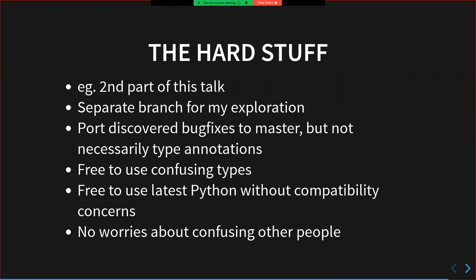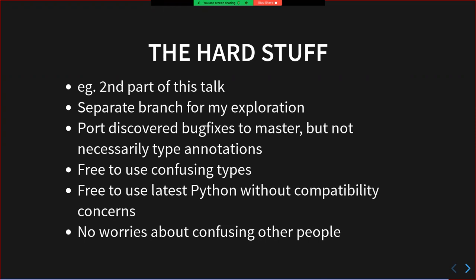So I keep all of the hard stuff in a separate branch where it's just for my exploration of how things might work. So very often in that branch, I discover bugs and I fix those bugs and I port those fixes to the master branch, but I don't necessarily port the complicated type annotations I've made over as well. Maybe I can make a simpler, looser type annotation. Maybe I can't. Okay.